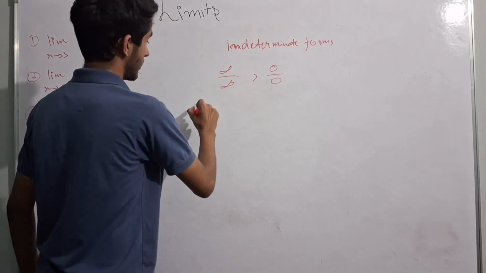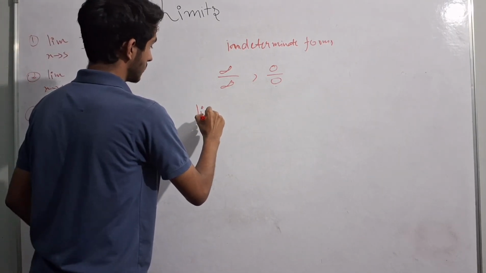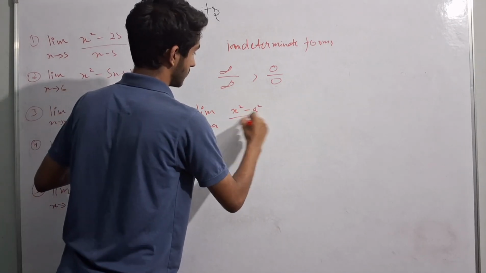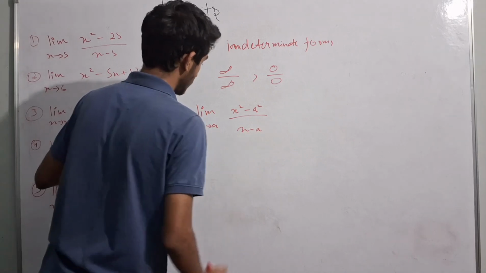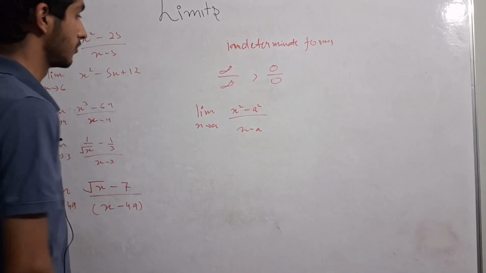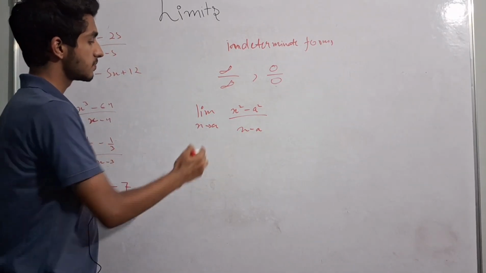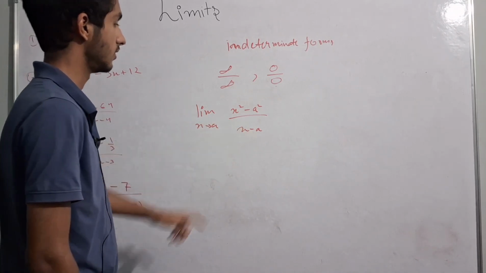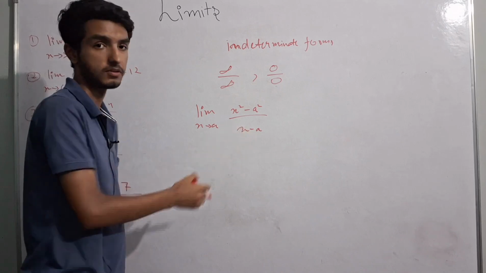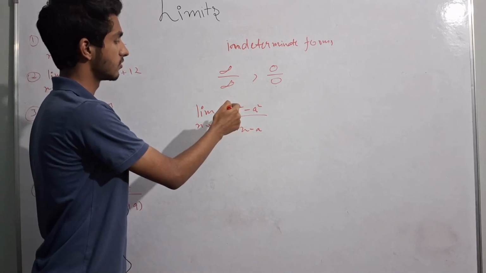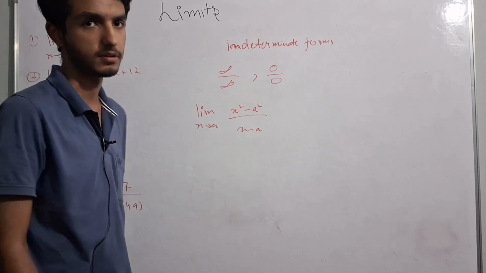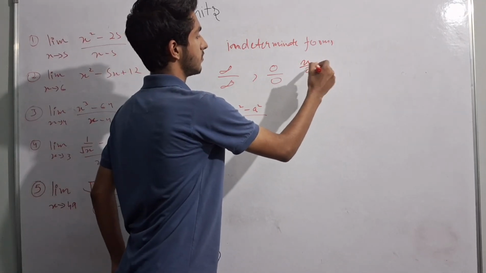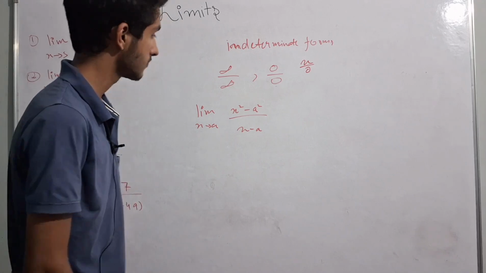So let's just say I have a question: limit x tends to a, (x square minus a square) upon (x minus a). And I want to find the limit of this particular equation. I cannot just plug in the value of a, because if I do, I get a minus a in the denominator, and I get 0 by 0 form, because the numerator also becomes a square minus a square. Not just 0 by 0 form, in fact, any number by 0 form is indeterminate.